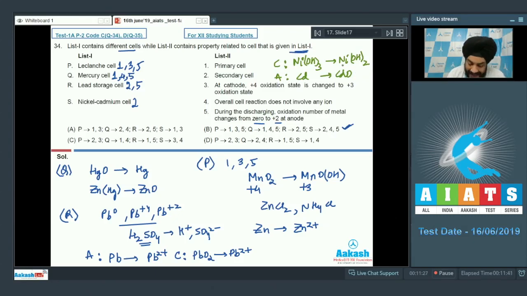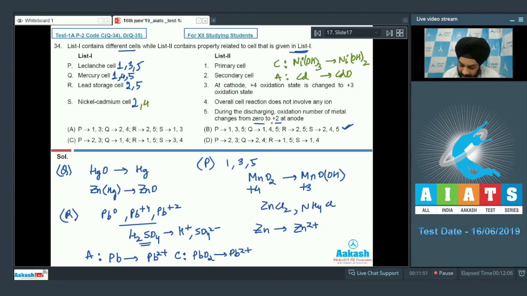Okay. So if you look at the matching corresponding to option S, 1 and 2 we've already matched. The third option will not be a match. If we talk about the fourth one, overall cell reaction does not involve any ion. So this is also correct, students. All of these components are solid in nature, and apart from that, there will be water as well. So fourth will be a match.